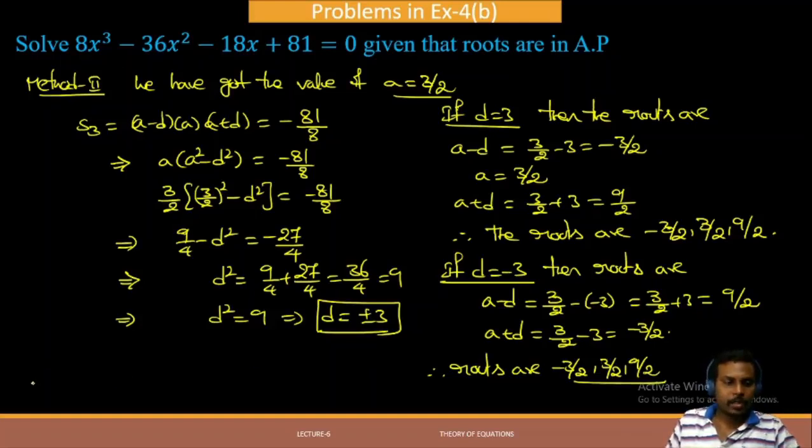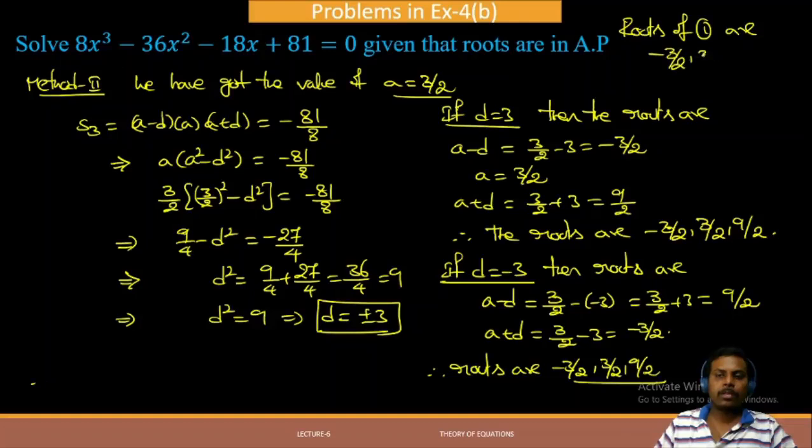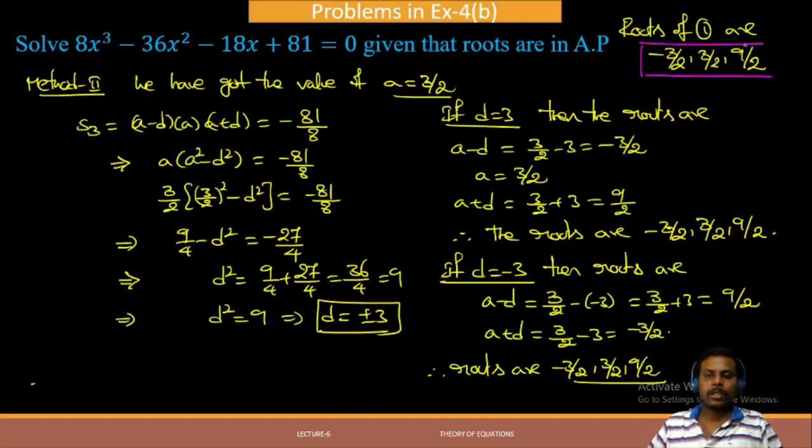So in any case, the roots of equation 1 are minus 3 by 2, 3 by 2, 9 by 2. Okay, these are the roots actually. Okay, hope you have understood the two methods to solve the roots of the given equation.